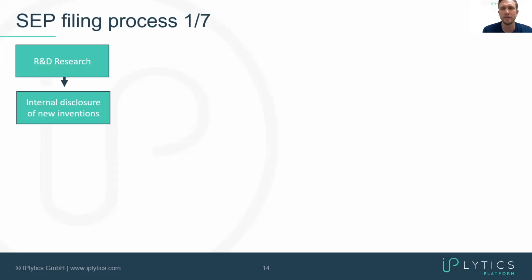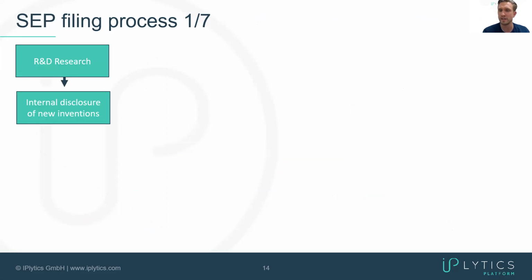How does prosecution work, and how can prosecution be aligned strategically to the standards development? So think about a corporation. In a corporation, you have different departments. And as with any invention, it starts with the R&D department. That R&D department has a new invention. Again, let's say it's a new invention in 5G, right?